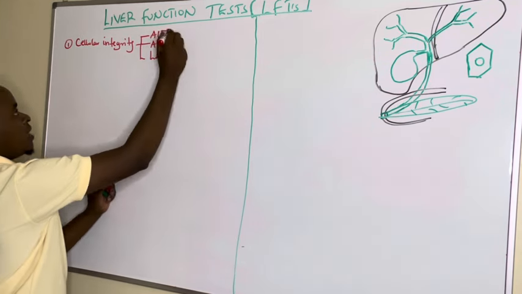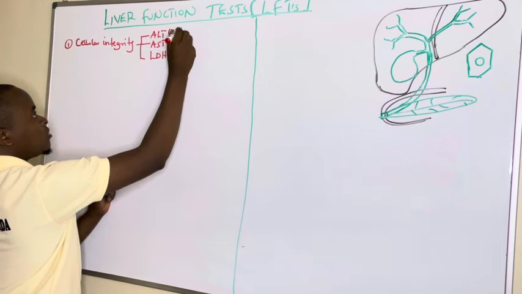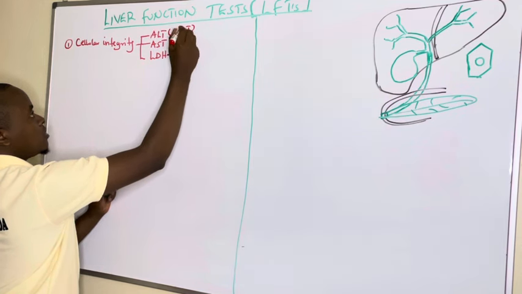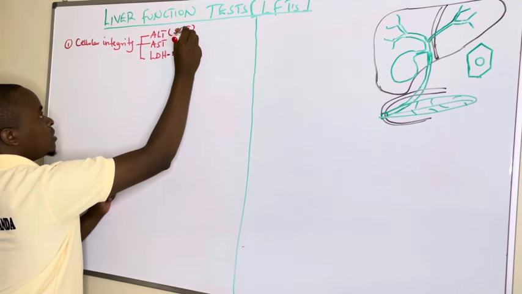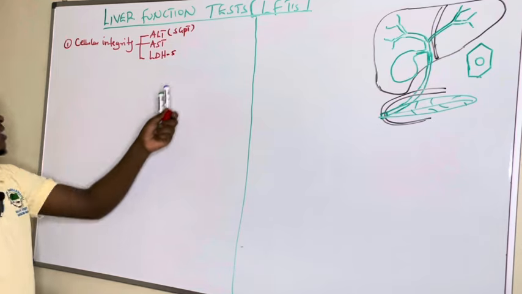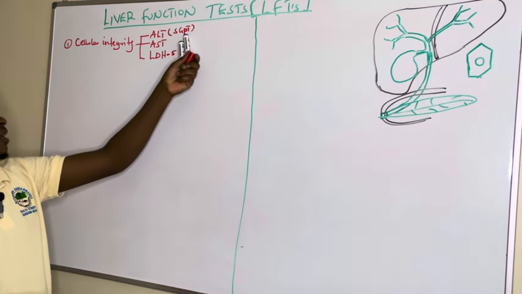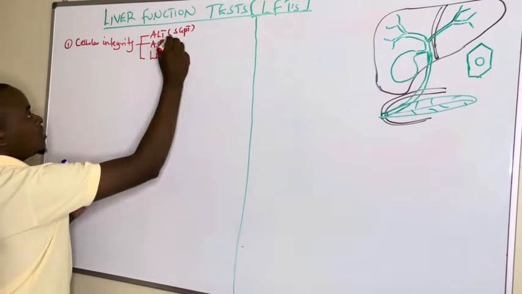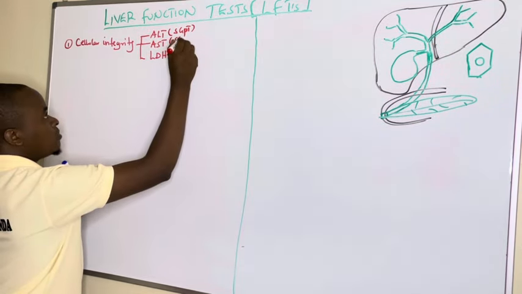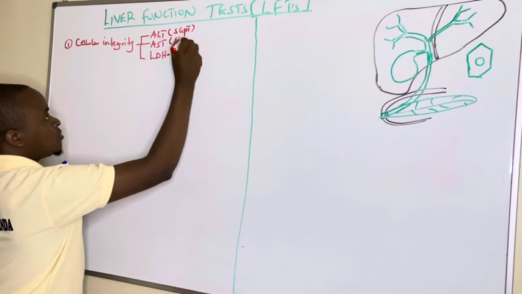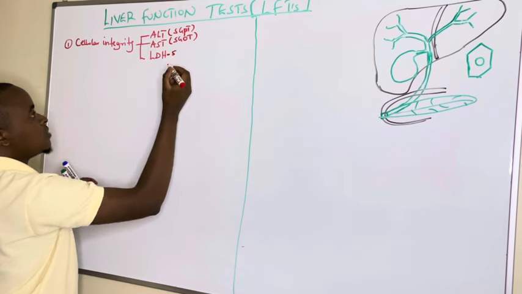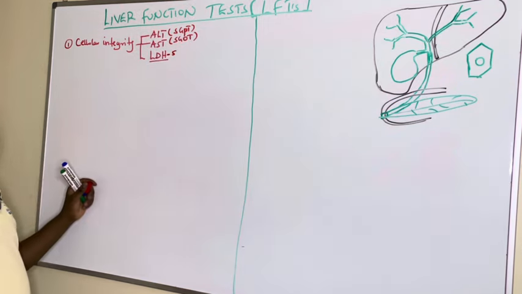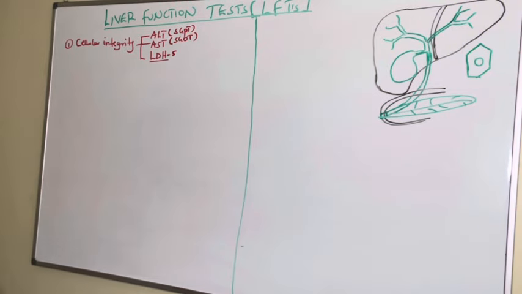And this alanine aminotransferase formerly was called SGPT, serum glutamate pyruvate transaminase. And this one, AST, was called SGOT, serum glutamate oxaloacetate transaminase. Then this is lactate dehydrogenase. So these are the ones that test the integrity.